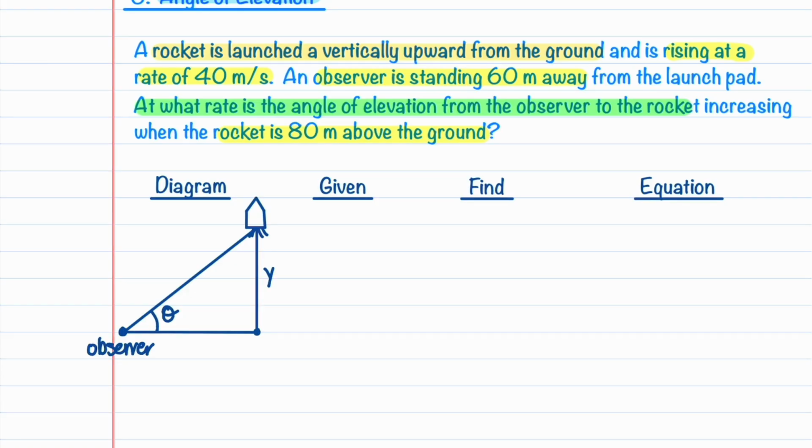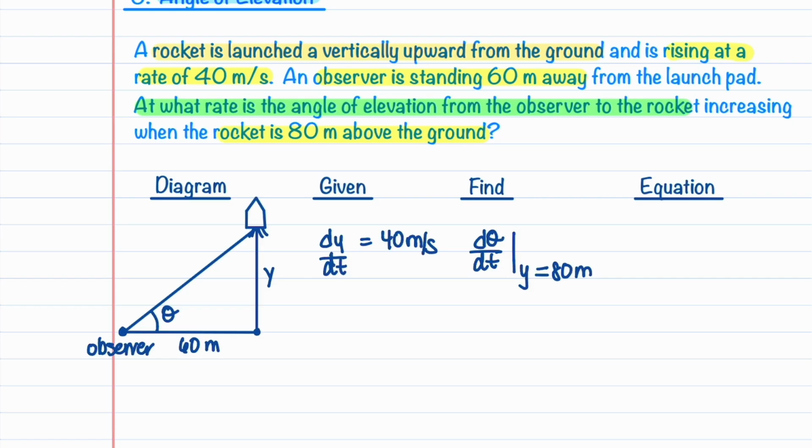Here's the launch pad. So we're going to put this distance is 60 meters. Now let's see what else we're given. We are told that the rocket is rising at a rate of 40 meters per second. So the rate of change of the rocket is dy/dt, and that is equal to 40 meters per second. We want to find at what rate the angle of elevation is increasing, so that is d theta/dt, when the rocket is 80 meters above the ground, so that is when y is equal to 80 meters.